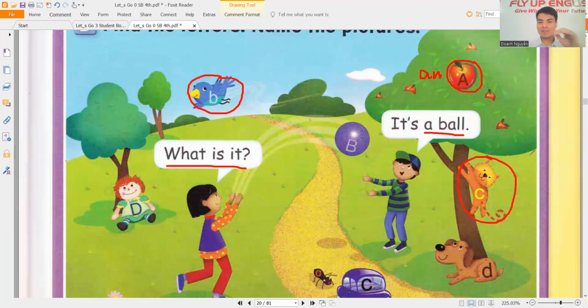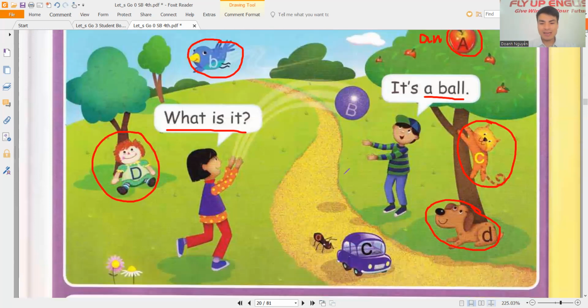Okay, cat. Nó đang làm gì nhỉ? Climb a tree. Nó đang climb a tree. Okay. Now, what is it? It's a dog. Okay. And what is it? It's a doll.